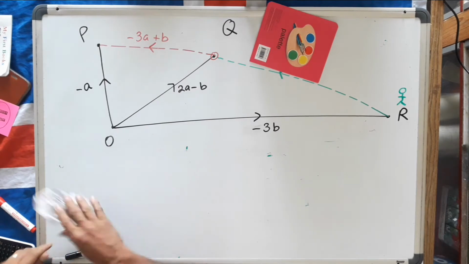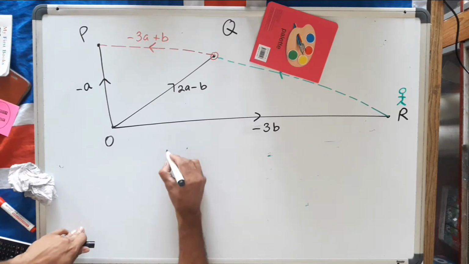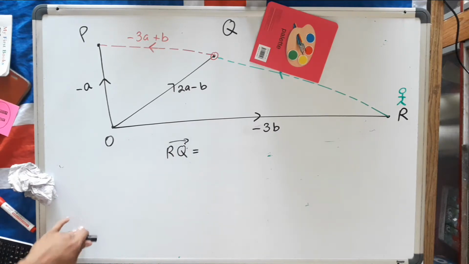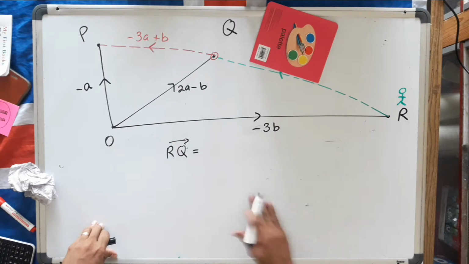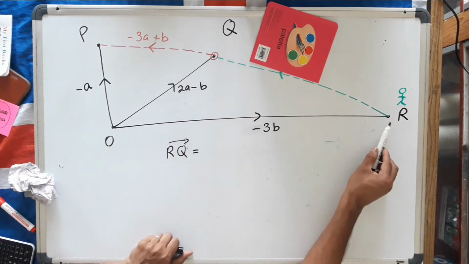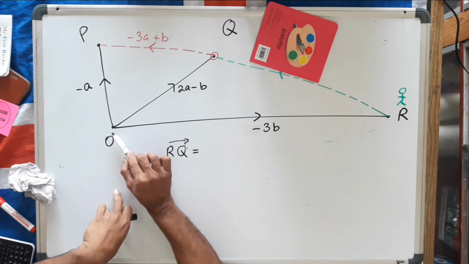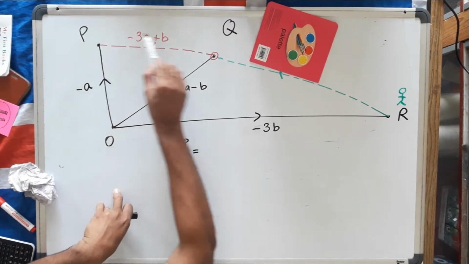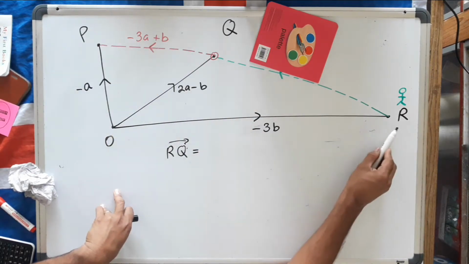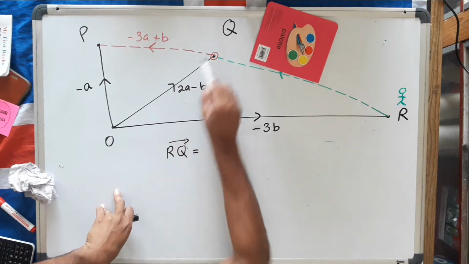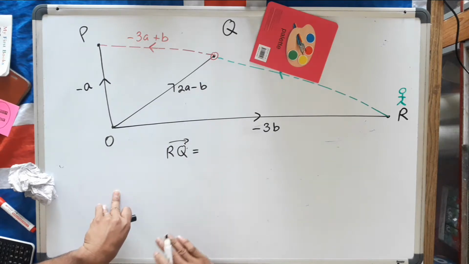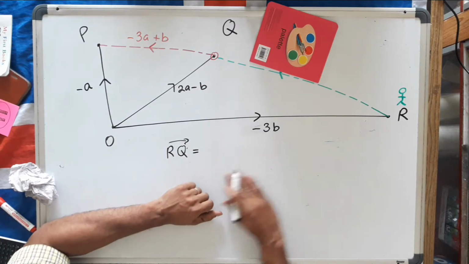Let me clear some more space. Let's say somebody else just entered the room and we tell them, hey, find RQ. And they decide to be very difficult. So instead of going from R to O and O to Q, they go from R to O, O to P, and then P to Q. They take a very long cut. Instead of using 1, 2 roads, they use 1, 2, 3 roads. Let's see what will happen.